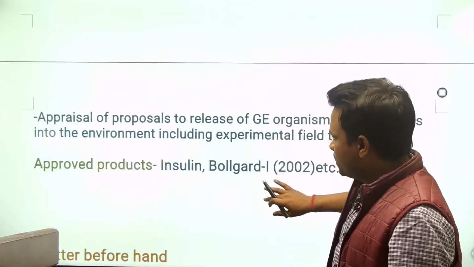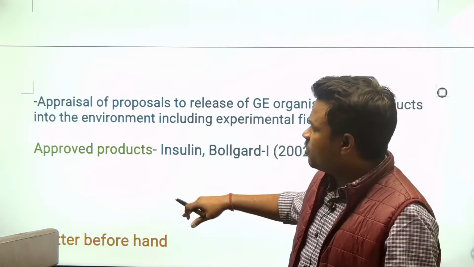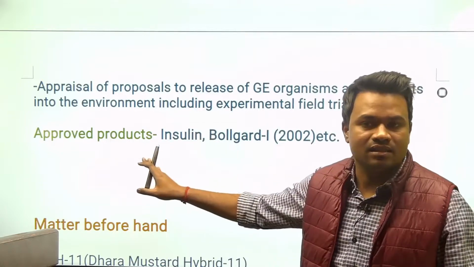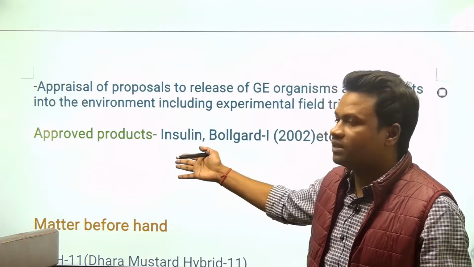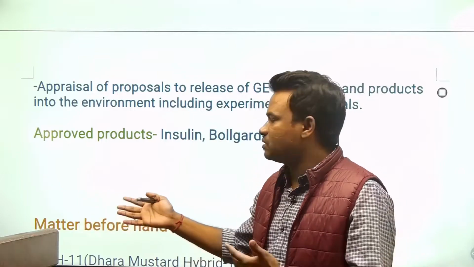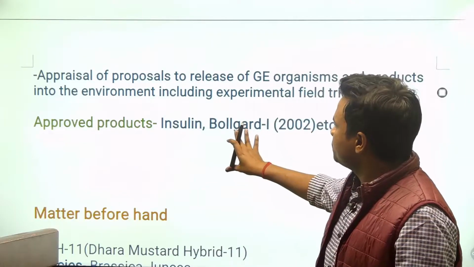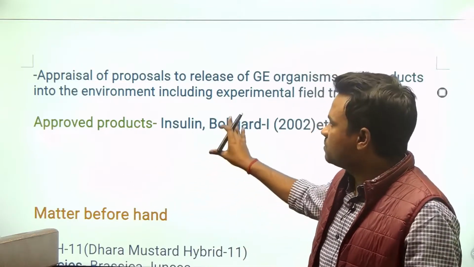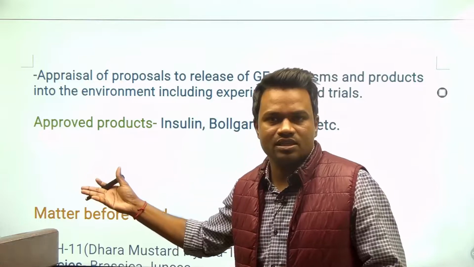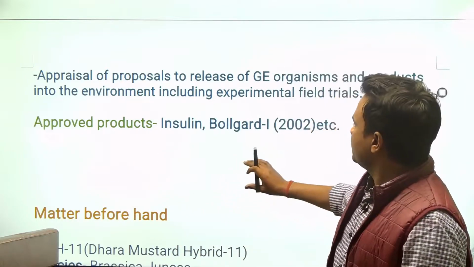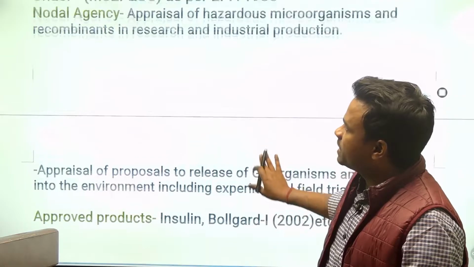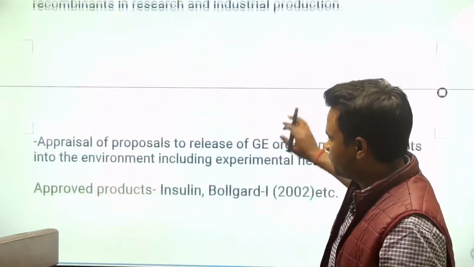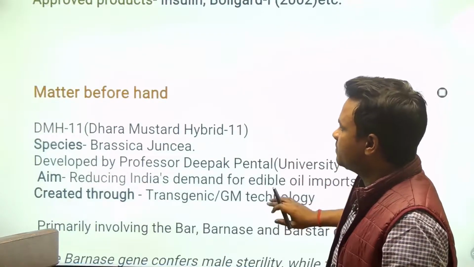There are some important approved products we can see. In medicine, insulin, which we generally use for diabetic patients. In India, Bollgard 1 and Bollgard 2, which are BT cotton varieties, genetically modified versions of cotton. These are given appraisal by this nodal agency, the Genetic Engineering Appraisal Committee. It's a very important body we need to keep in mind and remember.